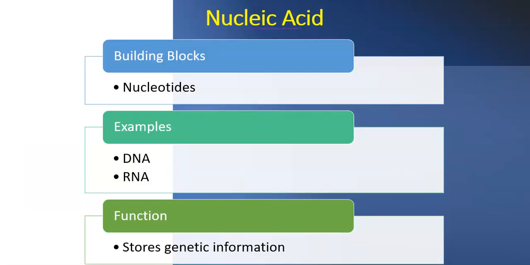You might recognize that word nucleic acid from DNA, deoxyribonucleic acid. The building blocks of nucleic acid are nucleotides. This is a monomer because it is a repeating unit that makes up the polymer of nucleic acid. Examples of nucleic acids are DNA and RNA. And the only function that nucleic acids have is to store genetic information. Okay, that is one unique function. No other macromolecule does this. It is only nucleic acid that stores genetic information.